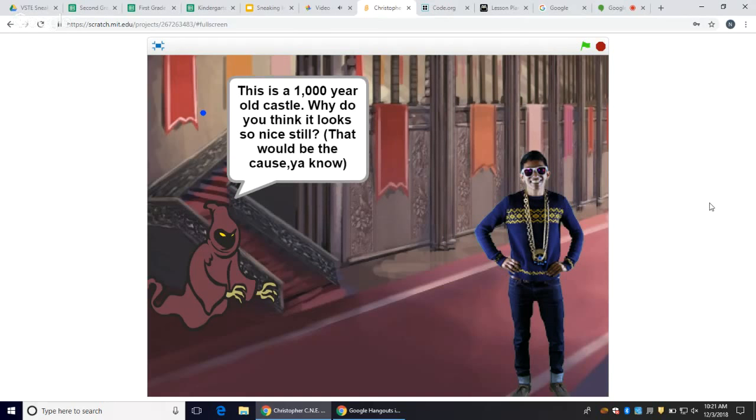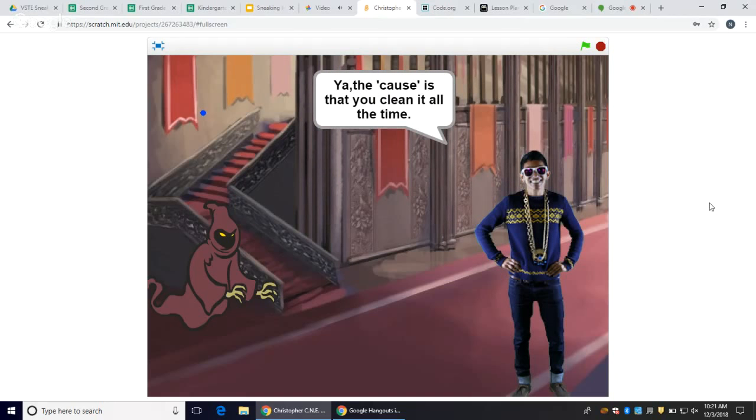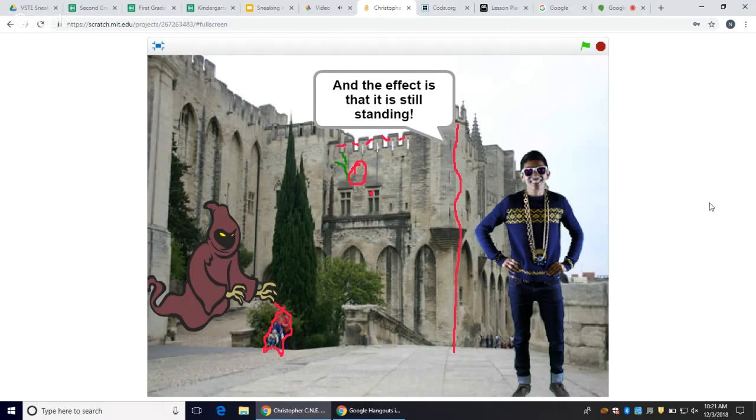This is a 1,000-year-old castle. Why do you think it still looks so nice? That would be the cause. The cause is that you clean it all the time. And then it changed backgrounds again.